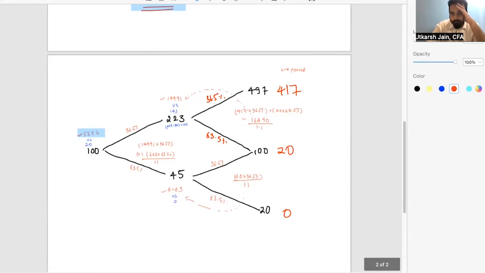Where in the world are American options used? In America.